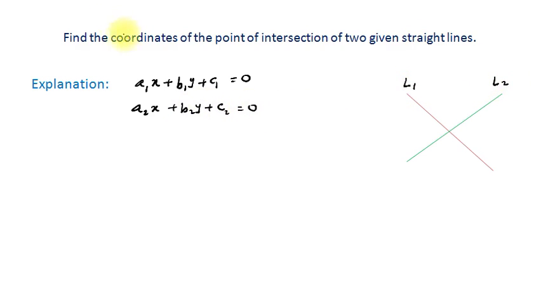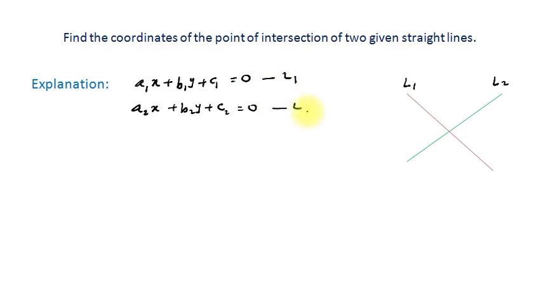So here we have to find the coordinates of the point of intersection. It means that this straight line has infinitely many points, right, and this straight line also has infinitely many points which satisfy both lines. But if their slopes are not equal, that is if these lines are not parallel, then it means they will cut at a certain point, right, and that point where they cut will lie on both lines, that is L1 and L2.